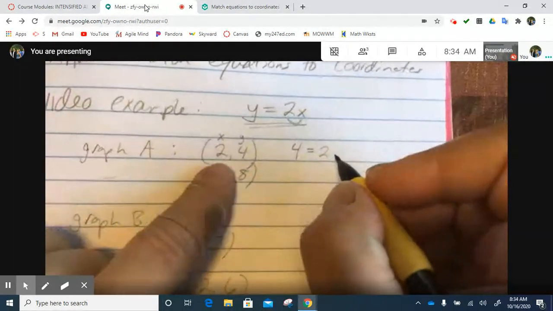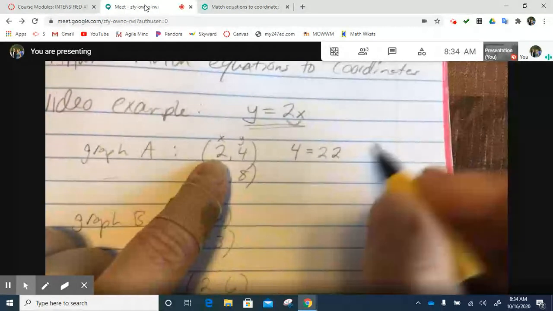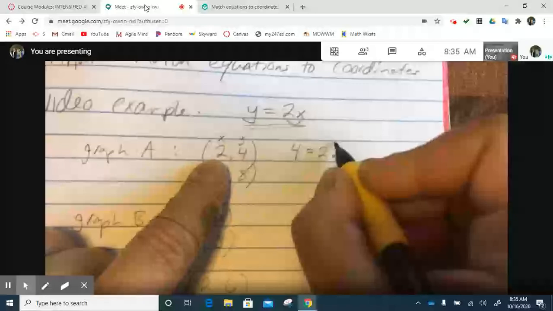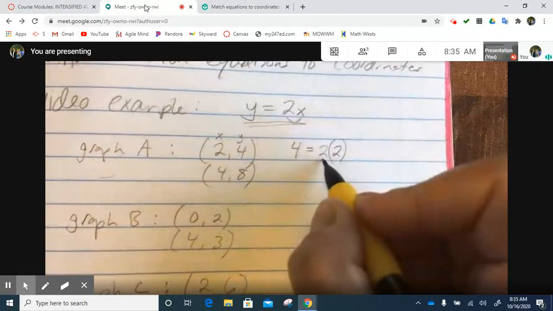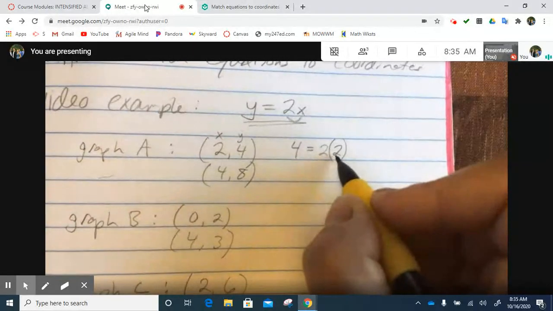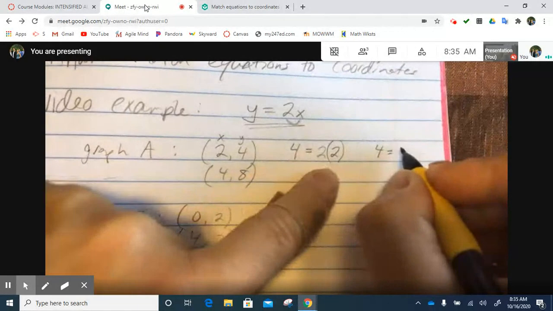2, and our x is 2. Well, we got a problem when we write them like that. It looks like 22, doesn't it? It doesn't show that we're multiplying it. So make sure you put parentheses around one of them to show that we're multiplying it. Because once again, when they're sitting right next to each other, that means multiply. Well, 2 times 2 is 4. So we have 4 equals 4.